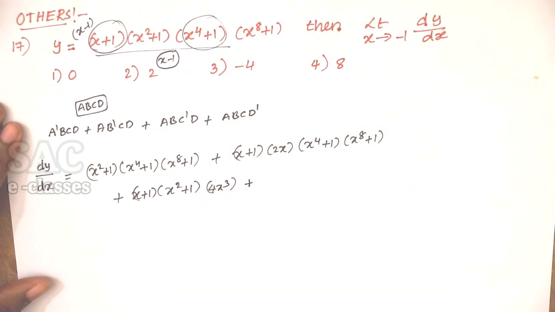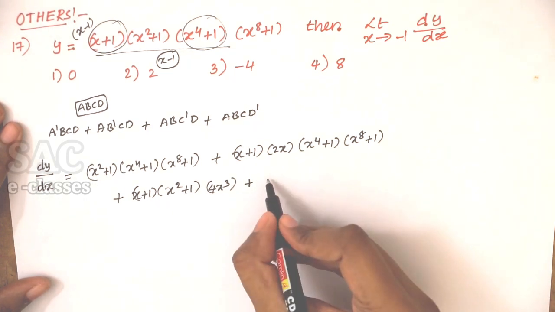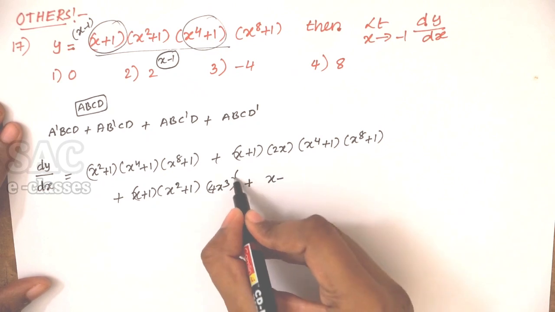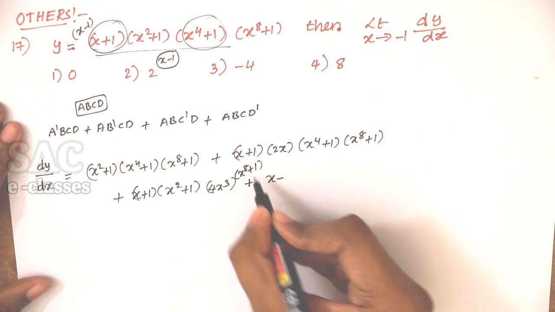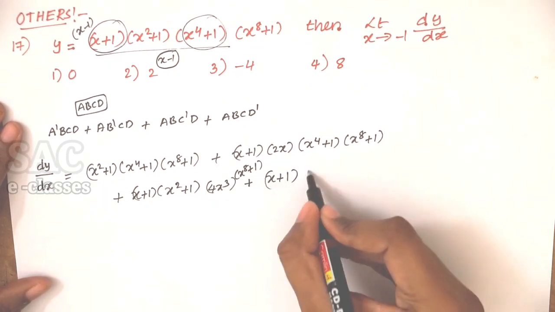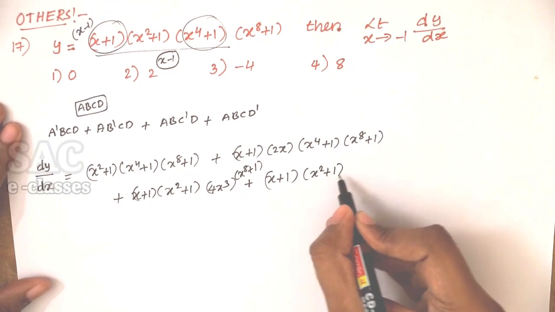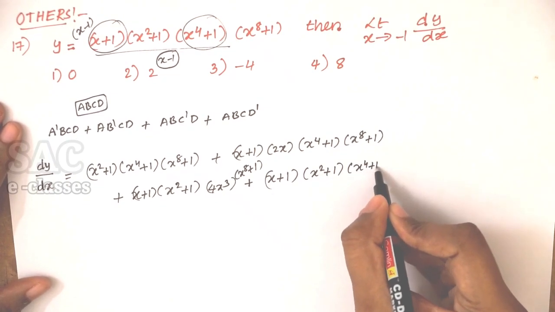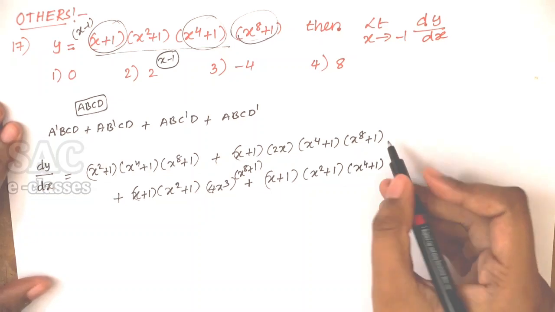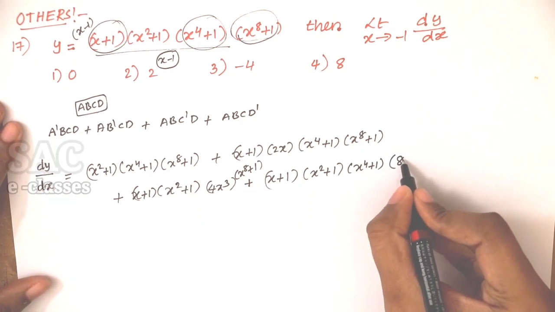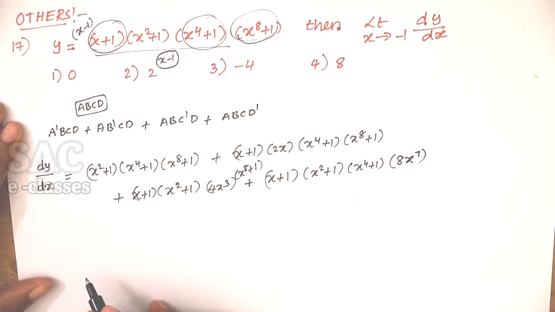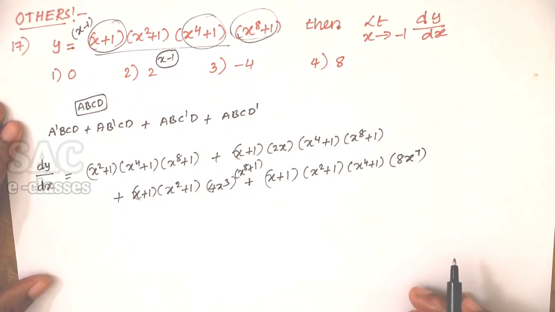plus. Now what is the fourth factor differentiation? You should write x plus 1 into x square plus 1 into x power 4 plus 1. What is the fourth factor here? x power 8 plus 1. What is the differentiation? 8 into x power 7. This is dy by dx.